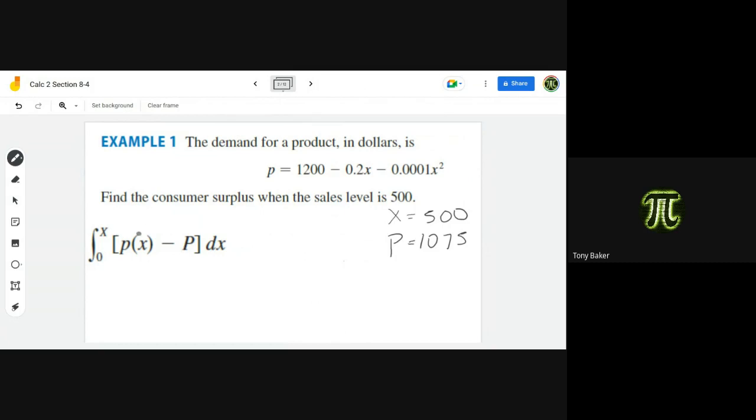So now we can plug into this equation. We have 0 to 500. P of X is my original equation, so 1200 minus 0.2X minus 0.0001X squared, minus P, so 1070.